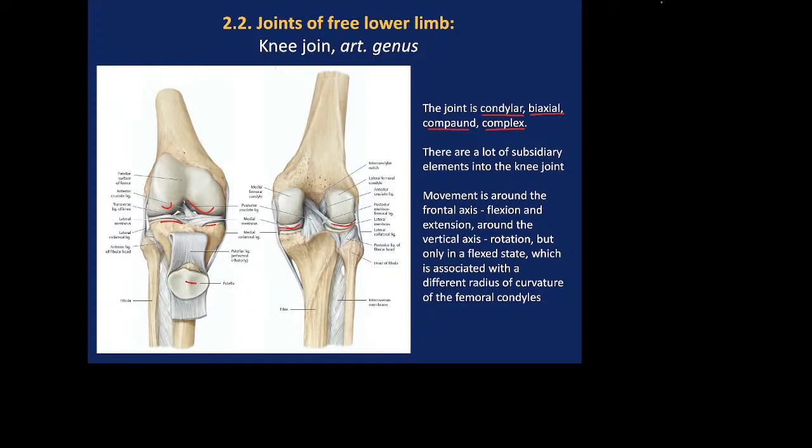Movements of the knee joint are around the frontal axis. We do flexion and extension. Around the vertical axis rotation is possible, but only in the flexed position. When the knee is flexed, then we can do rotation, but when the knee is extended like you see here, the ligaments located laterally and medially don't allow rotation at all.